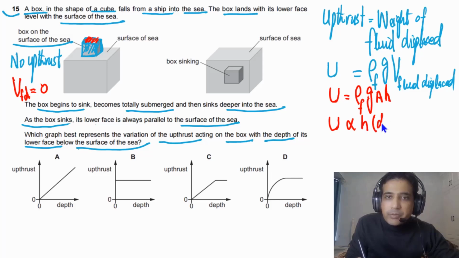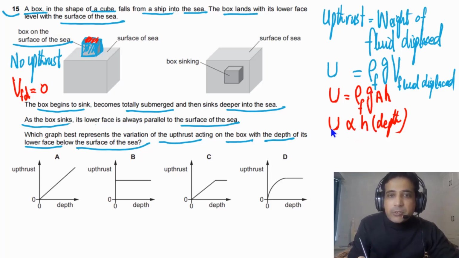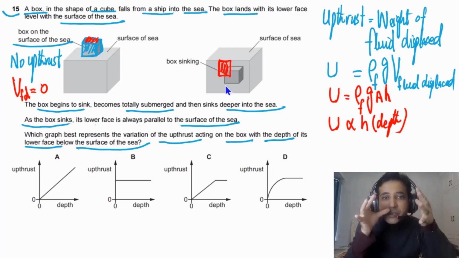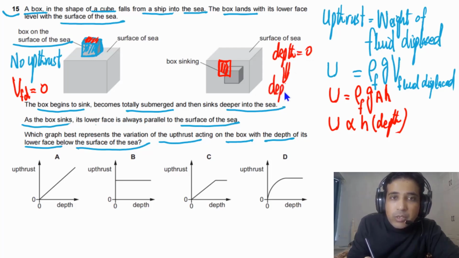It is directly proportional to depth because the density of the fluid is constant, g is constant, and the cross-sectional area of the cube is also constant. And upthrust will go on increasing until the box, I will simply draw one small box here, is fully submerged, which means it is inside the water. Upthrust will increase from depth equal to 0 to depth equal to small h, the height of the box.